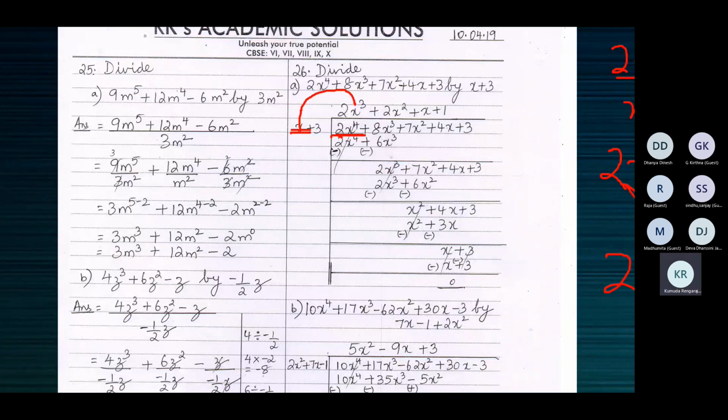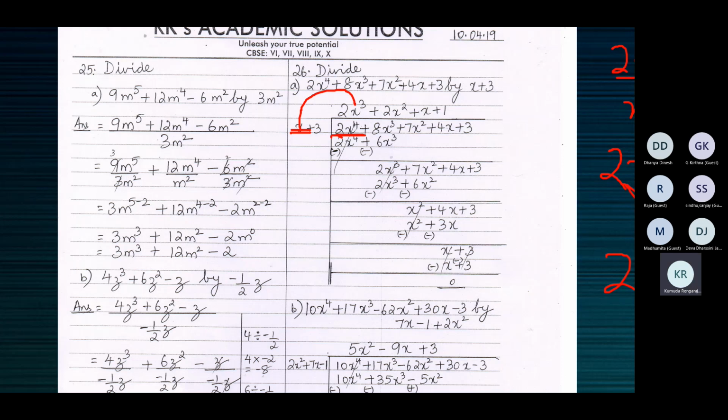So like we say, 42 is a multiple of 6, or 6 is a factor of 42. Why? Because on division, the remainder is 0. That's why we come to these conclusions. When you divide 42 by 6, the remainder is 0. So we say that 6 is a factor of 42, or 42 is a multiple of 6. Same thing here: x plus 3 is a factor of this expression, or this expression is a multiple of x plus 3.